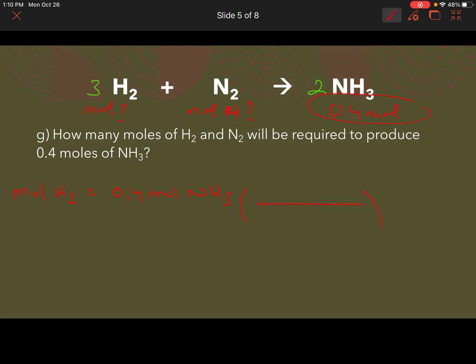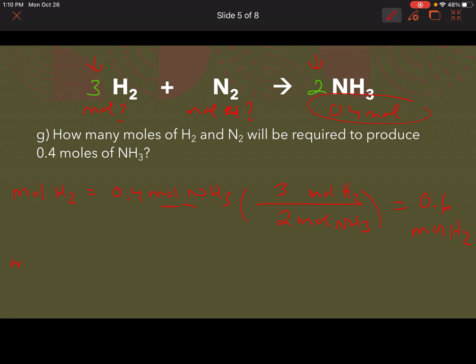The unit that I see here, the moles of NH3, is going to go on the bottom, and the moles of H2 goes on the top. The ratio between those, which I get from the balanced equation, is going to be 3 to 2. So 0.4 multiplied by 3 divided by 2 is going to get me 0.6 moles of H2.